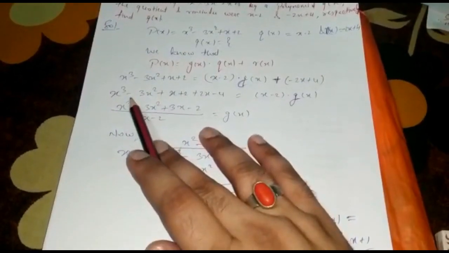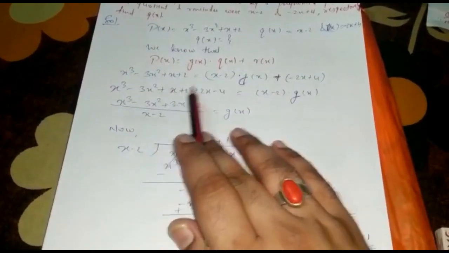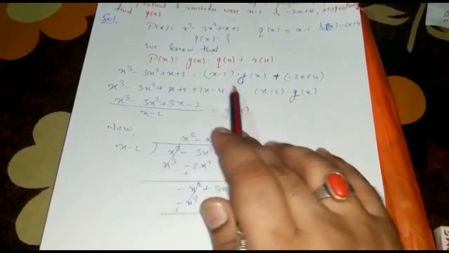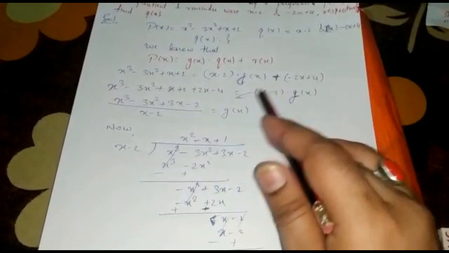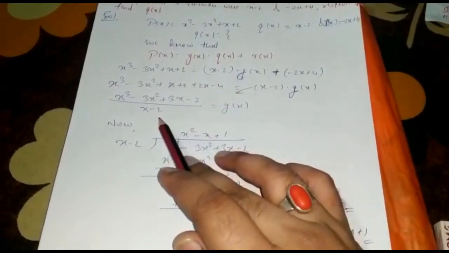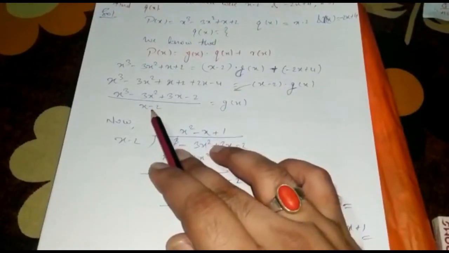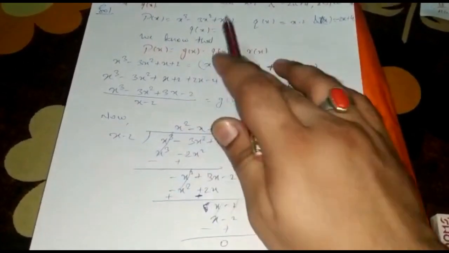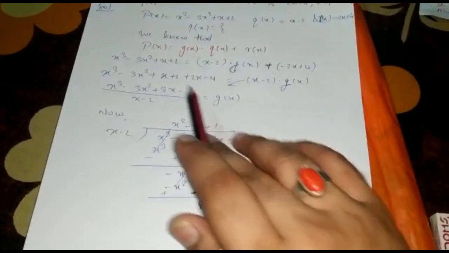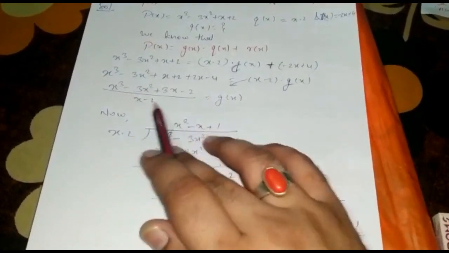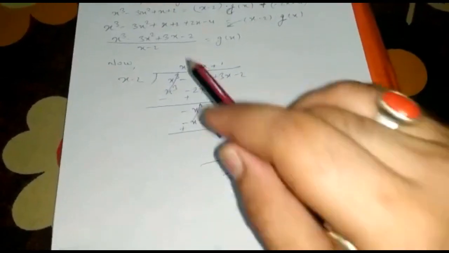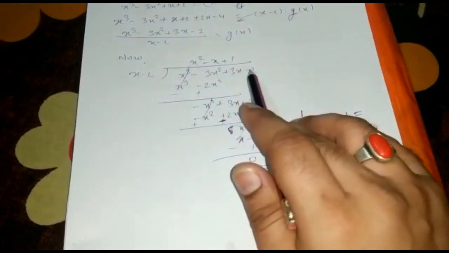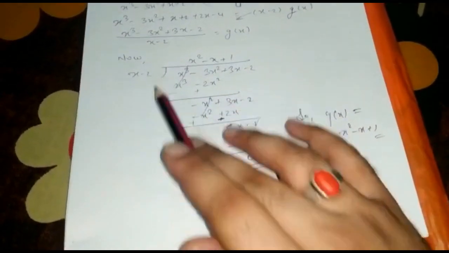So x cube minus 3x square, x plus 2x will be 3x, 2 minus 4 will be minus 2. When we cross multiply, it will come to the denominator on this side, so it will become x minus 2, and that will be equal to gx. That means we have to find out gx, and gx is found when we divide this polynomial by x minus 2. So here is the dividing process.